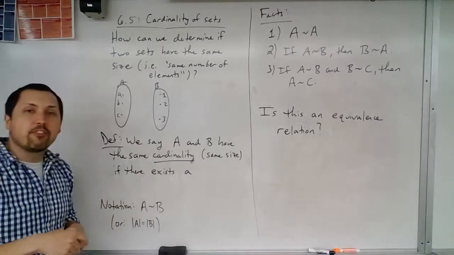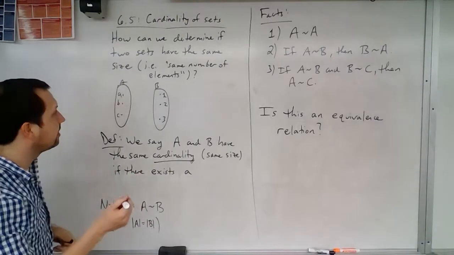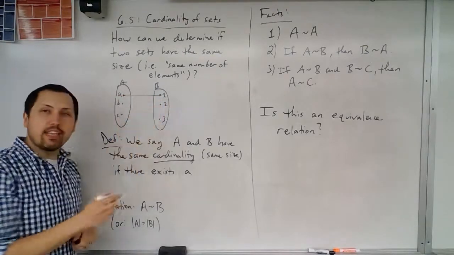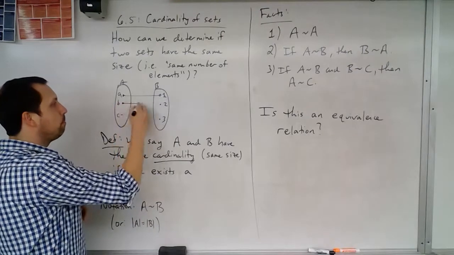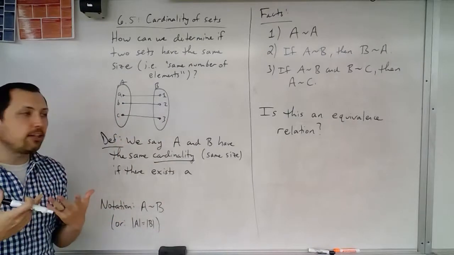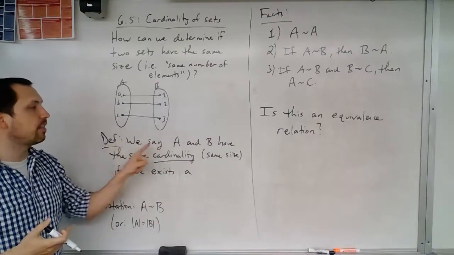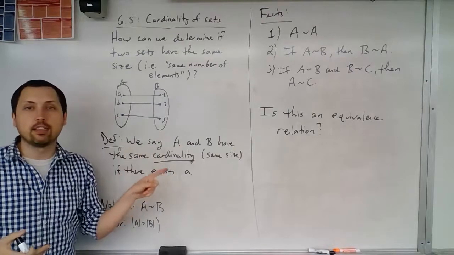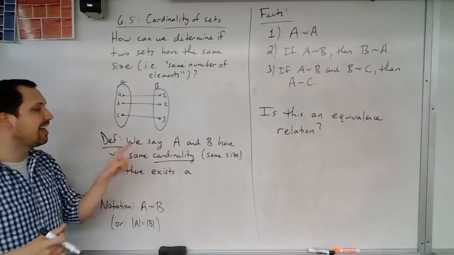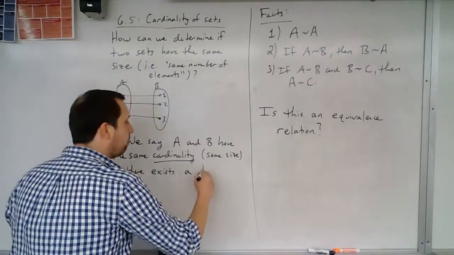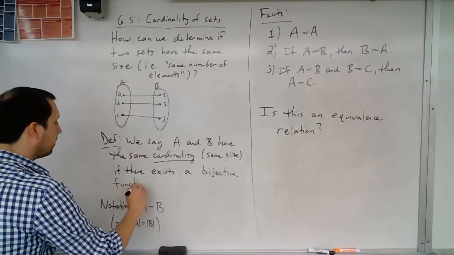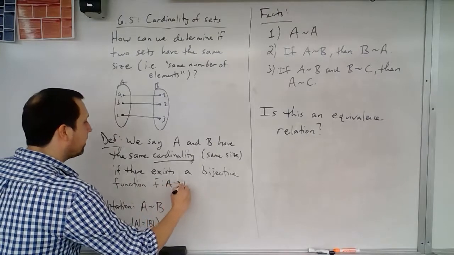But how we're going to formally define this is we could say there's kind of this buddy system. This element has a buddy in that set, and this one has a buddy in that set, and this one has a buddy in this set. So this is just a nice way, because now we can formally define this. We're going to say A and B have the same cardinality. So we're going to talk about cardinality. That's the size of these sets. They have the same cardinality if there exists a bijective function f that maps A to B.